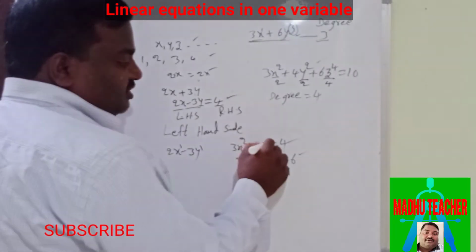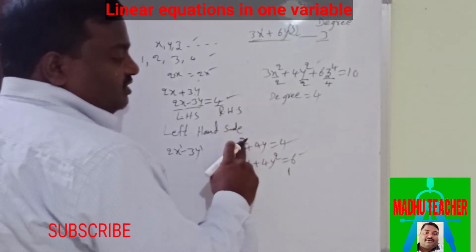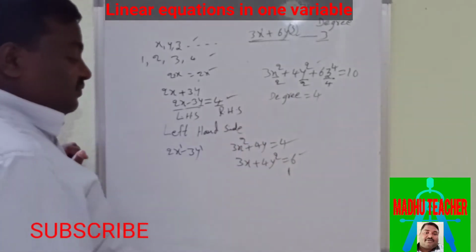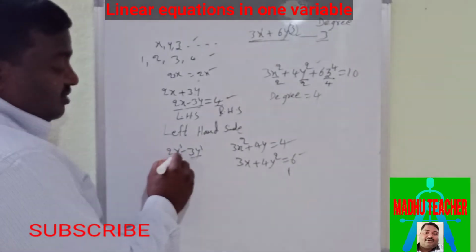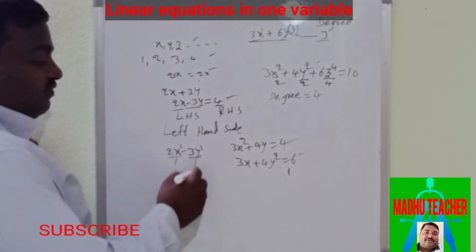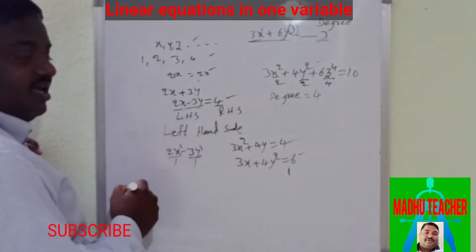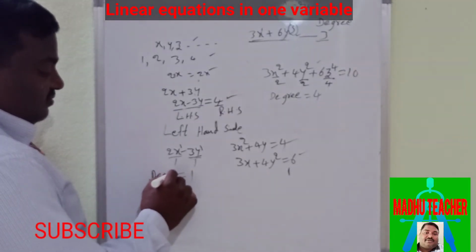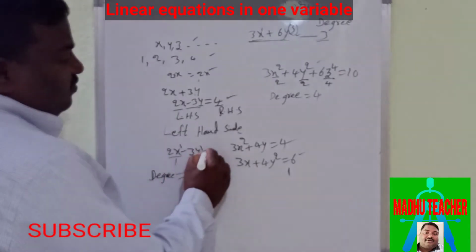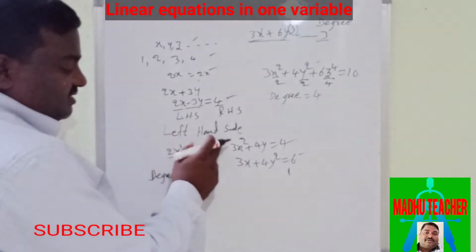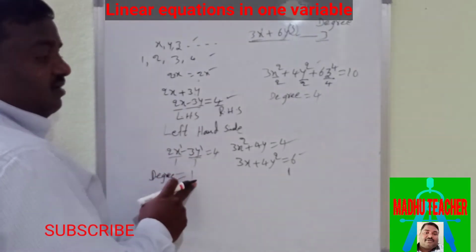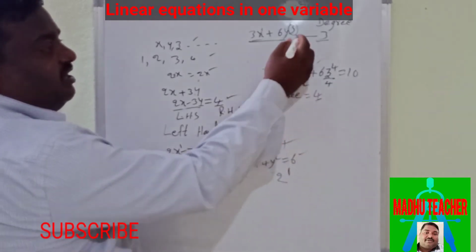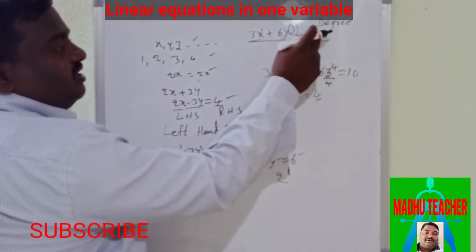Here also this is 1. So among this, 2 is the greater. So the degree of this equation is 2. In this, both the terms have 1. Therefore the degree of this expression is 1. So if you have equal to 4, the degree of this equation is 1. Degree of this equation is 2. Degree of this equation is 4. Degree of this equation is, suppose, 6. Degree of this equation is 3.